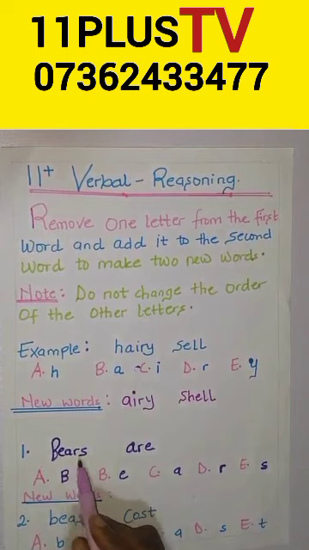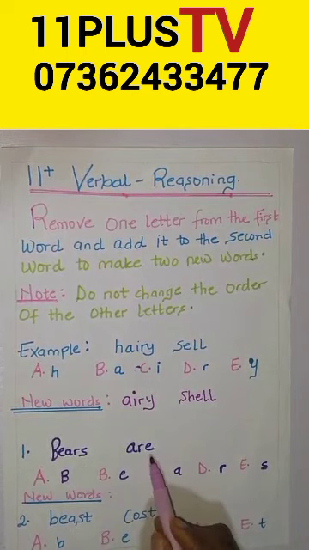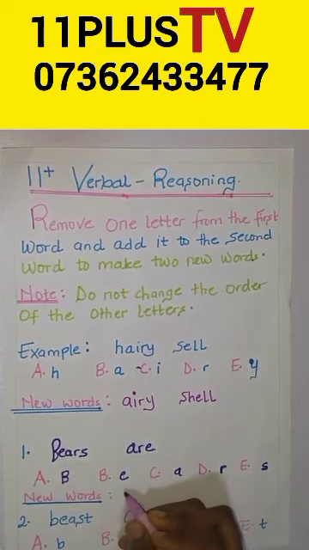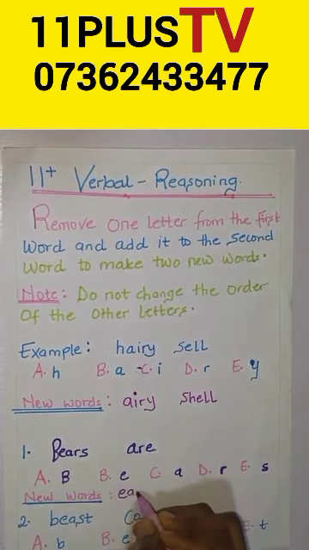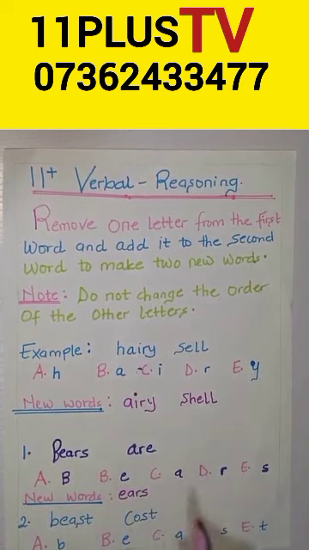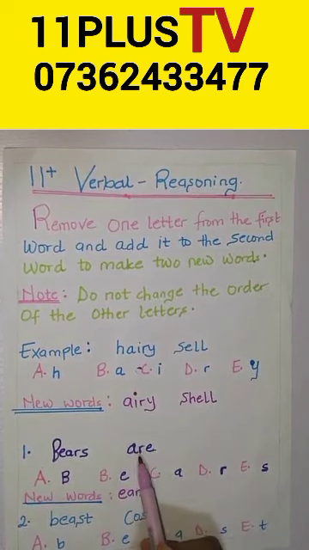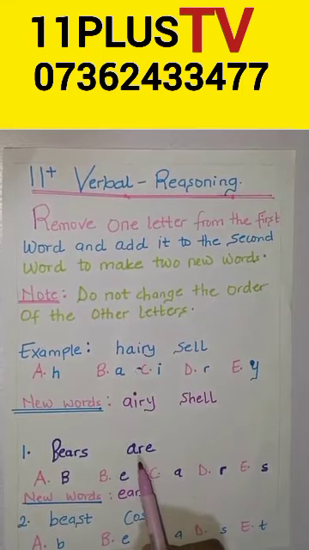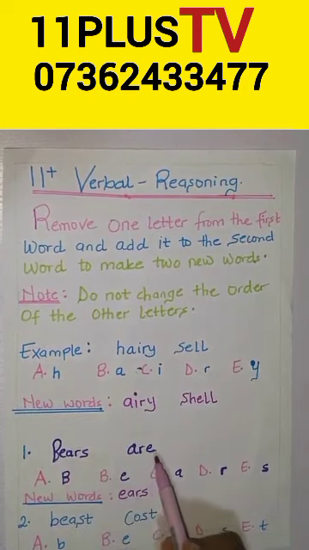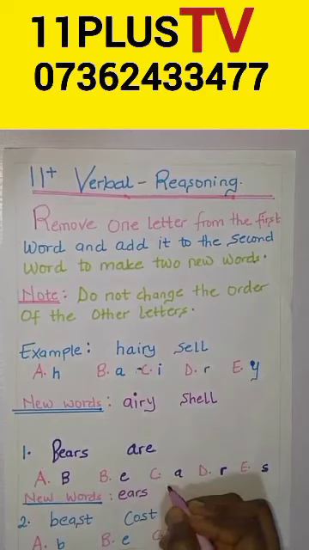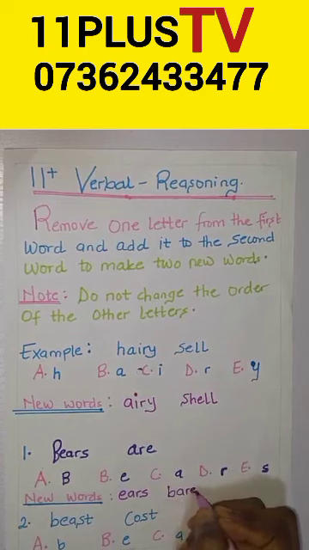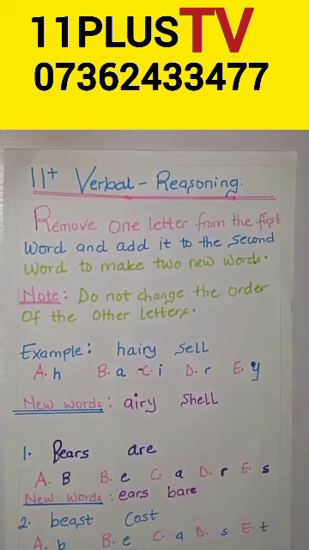We have bears and R. Remove a letter from the first word. If I take B, I'll be left with ears. And if I put B together with the second word, now the position of the letter you're taking from the first word matters for the second word. So I'll put B here, then it becomes bear. Bear means when something is kind of naked.